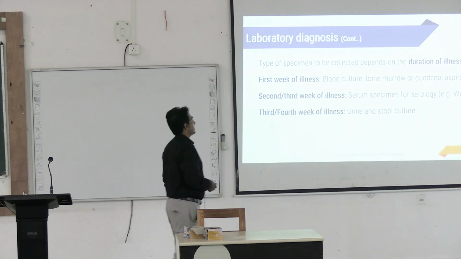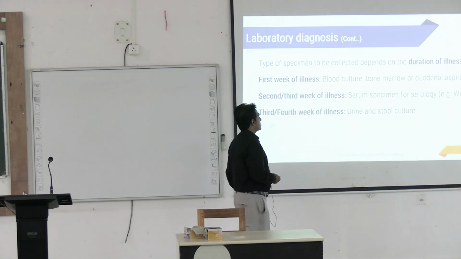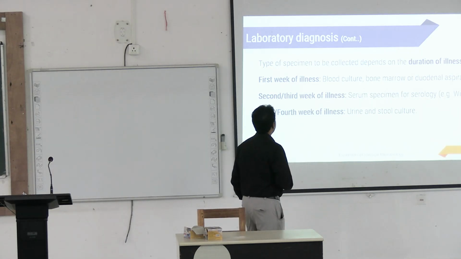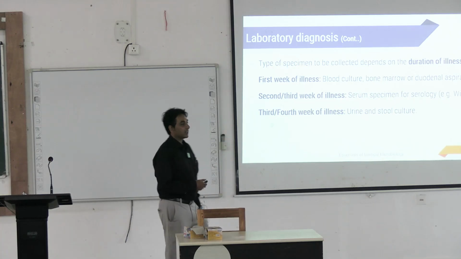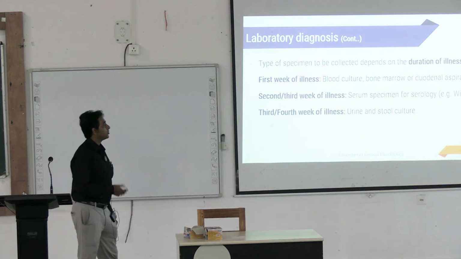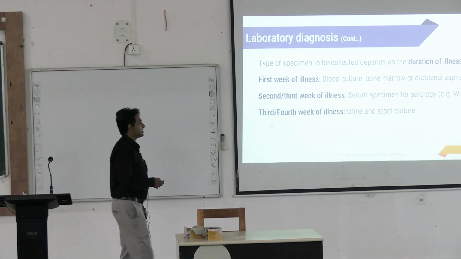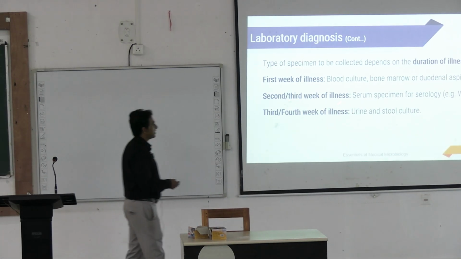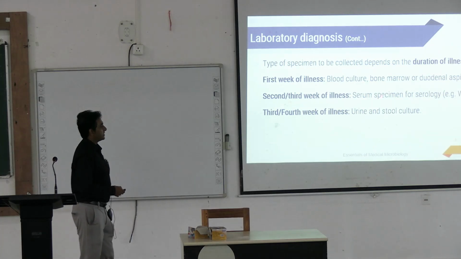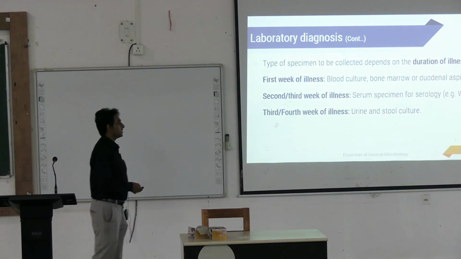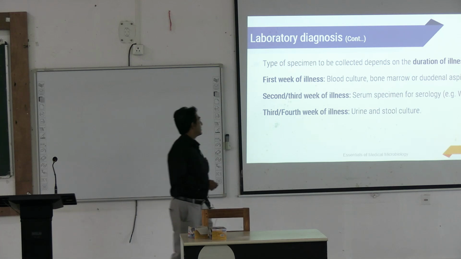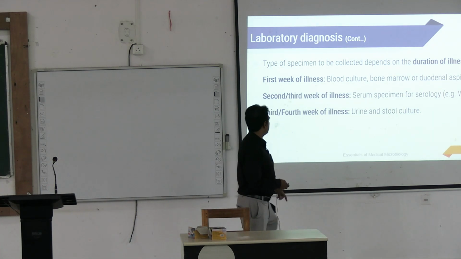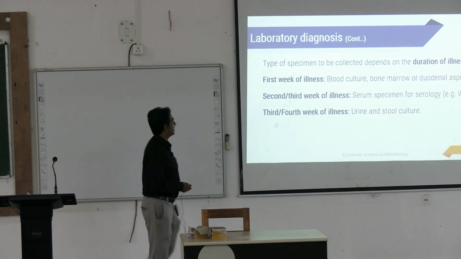Now coming on to the laboratory diagnosis. The type of the specimen to be collected depends on the duration of illness. There is also a mnemonic regarding this. In the first week of illness, we collect blood, bone marrow and duodenal aspirate. So, B for blood culture and bone marrow in first week, B. Second week, third week of illness, which antigen, serum specimen, Widal, we conduct the Widal test, A. Third and fourth week of illness, stool culture and urine culture, SU. So, the mnemonic will be BASU, BASU.